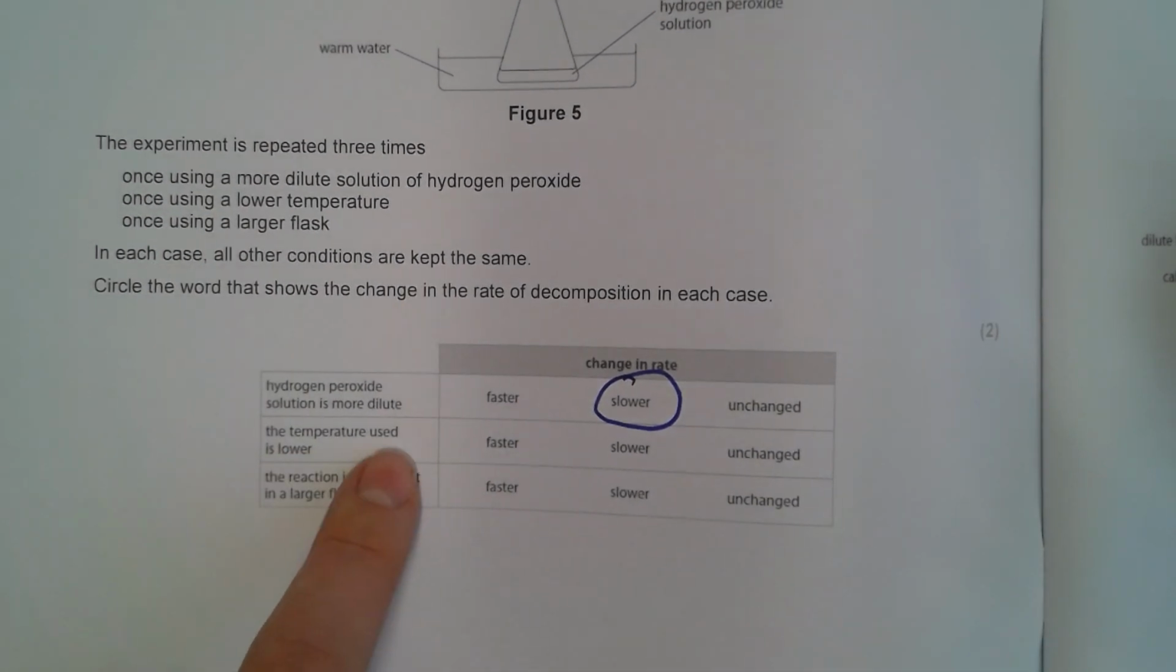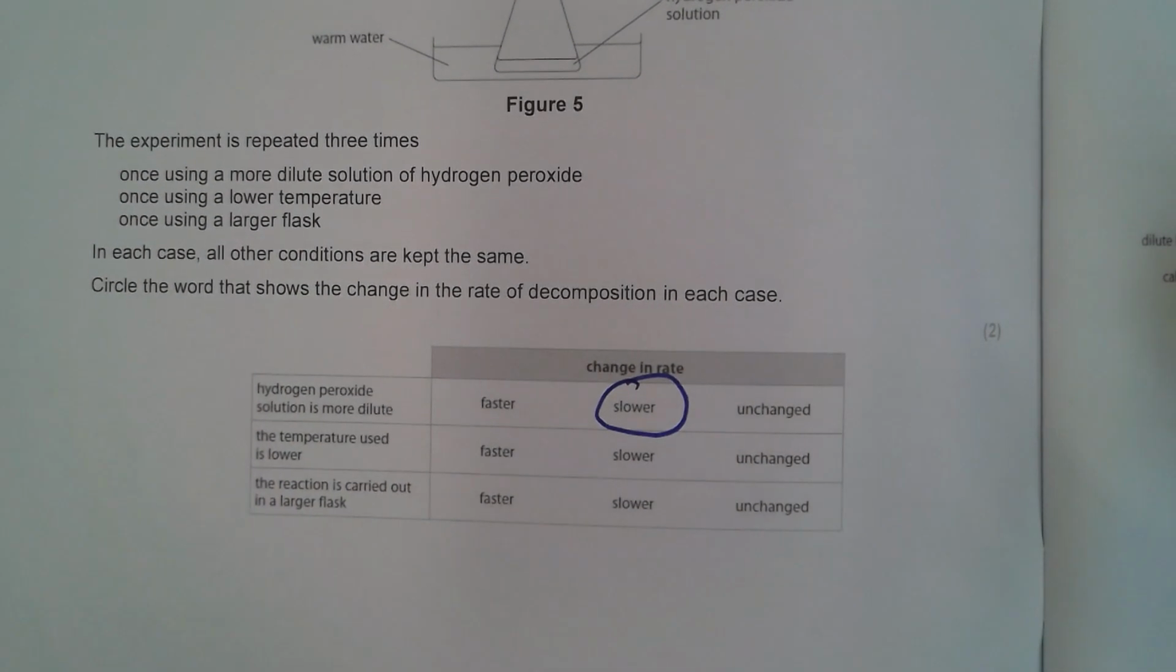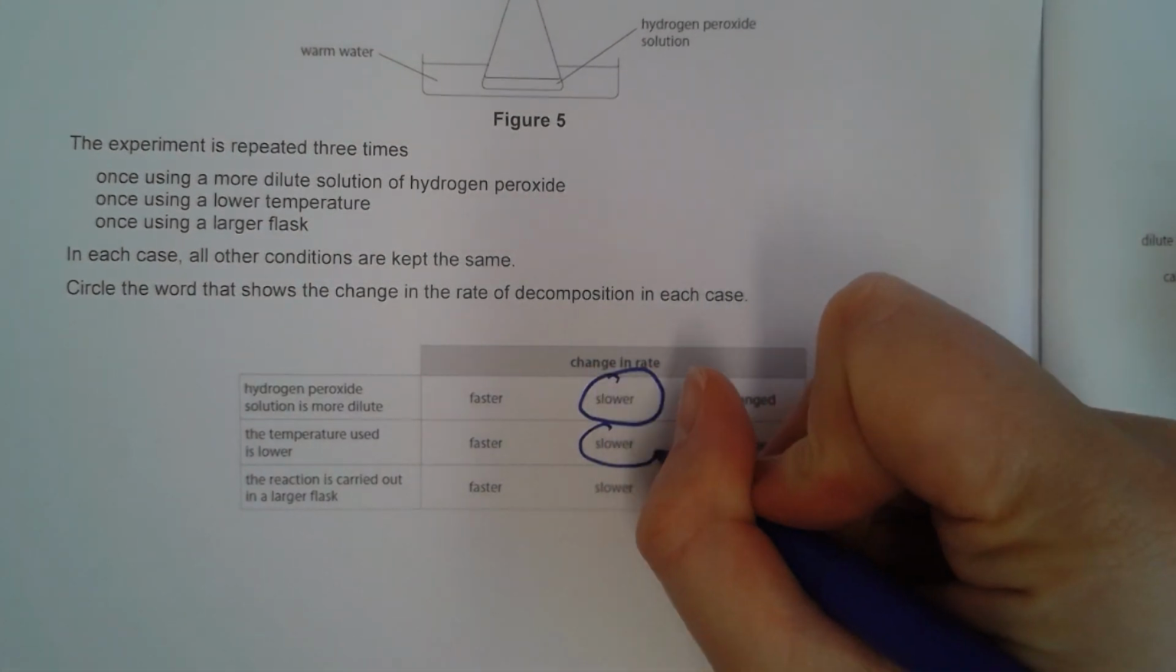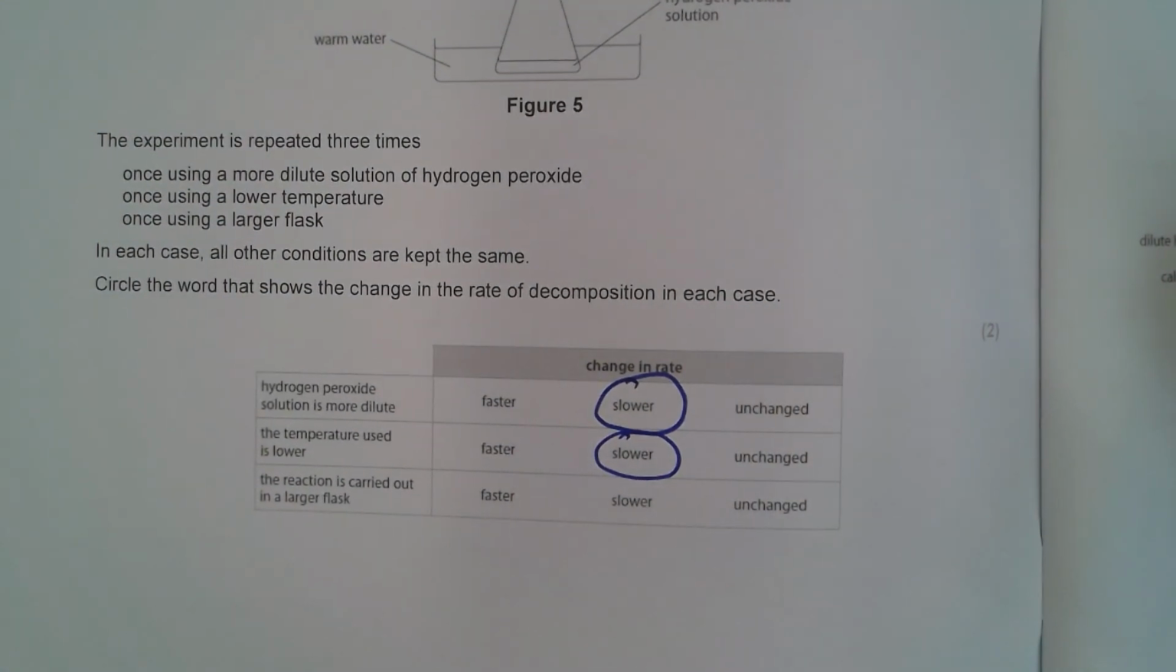The next one, the temperature used is lower. Temperature affects how quickly the particles move. If the temperature is high, they've got lots of energy, they move quickly, therefore they're more likely to collide. But in this case, the temperature is low. That means they're going to have less energy, they'll move slower, and they'll be less likely to collide. So again, that rate is going to be slower.